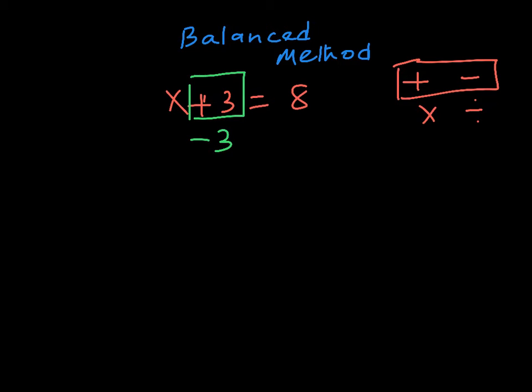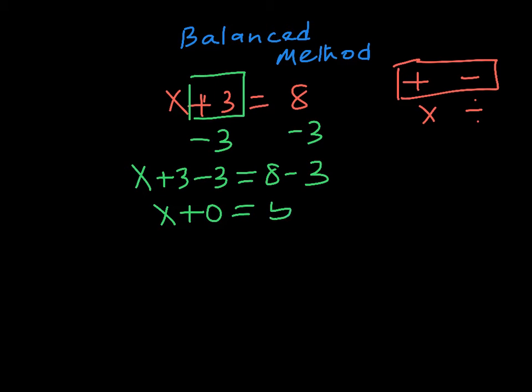But remember, the balance method says whatever you do to one side of the equation, you must also do to the other side of the equation. So we're going to subtract 3 from the other side of the equation also. This way it is balanced. Next, you rewrite the equation. This becomes x plus 3 minus 3 is equal to 8 minus 3. Many people skip this step, and you can also skip it once you have mastered it. So what is 3 minus 3? That's 0. So x plus 0 is equal to 8 minus 3, that is 5. But we don't write 0 in algebra, so we just say x is equal to 5. Now we know the value of x. This value of x is the solution for this algebraic equation.